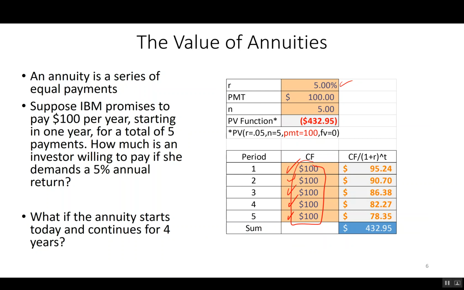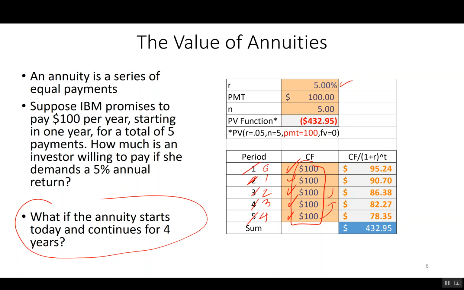Now, what if the annuity starts today and continues for 4 years? Well, if I had to value that, in other words, what if the cash flows are year 0, 1, 2, 3, 4? Well, I believe I'd pay more for that cash flow, right? Because all of these cash flows are a little bit closer in time. They start today and not 1 year from now.